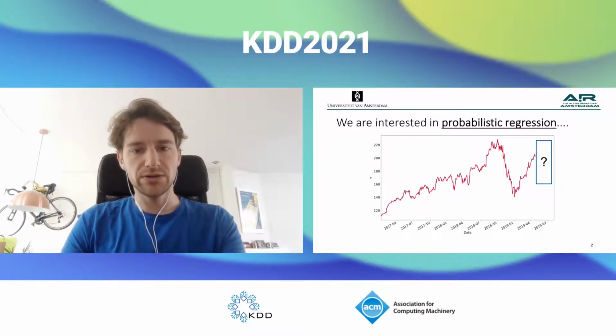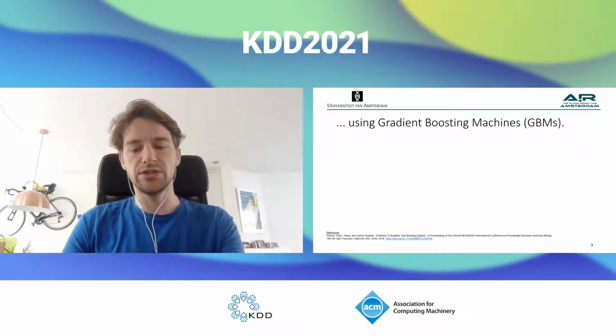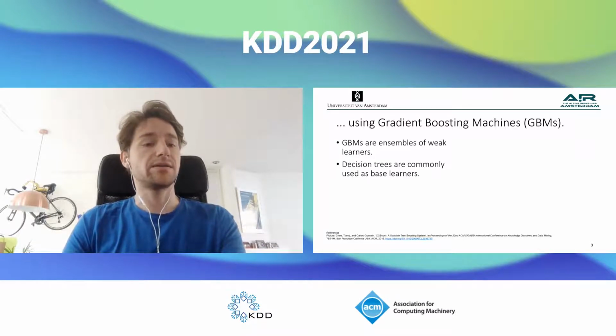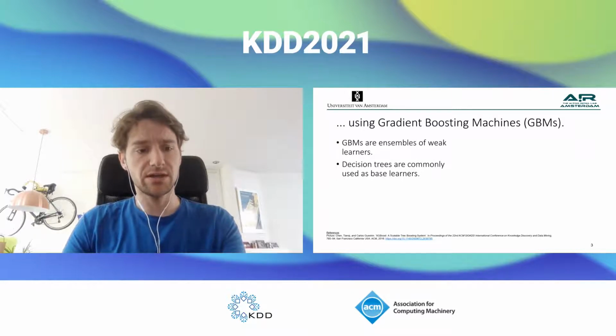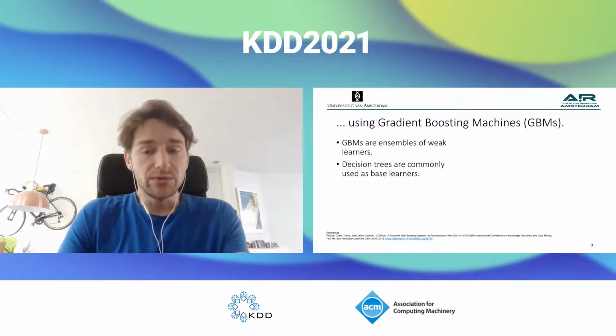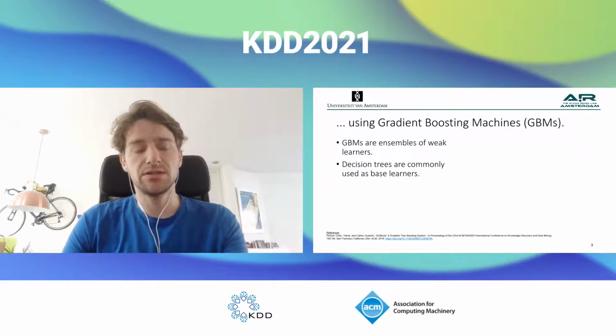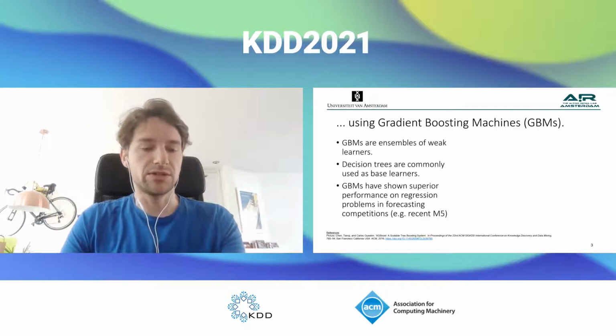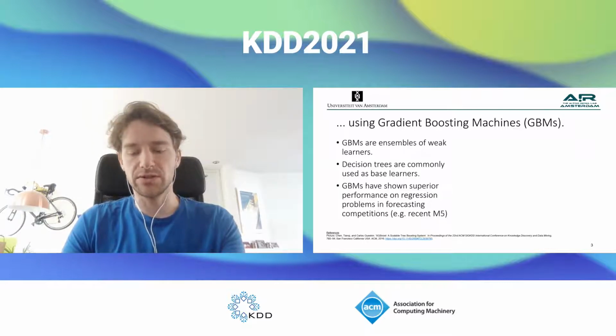And how are we going to do this? In this work, we're going to do this using gradient boosting machines, GBMs. So what are gradient boosting machines? Gradient boosting machines are just ensembles of weak learners. And we commonly use decision trees as base learners. And why did we actually choose these models? Well, one of the primary reasons is their superior performance on regression problems in forecasting competitions. And a recent example of that is the M5 forecasting competition.